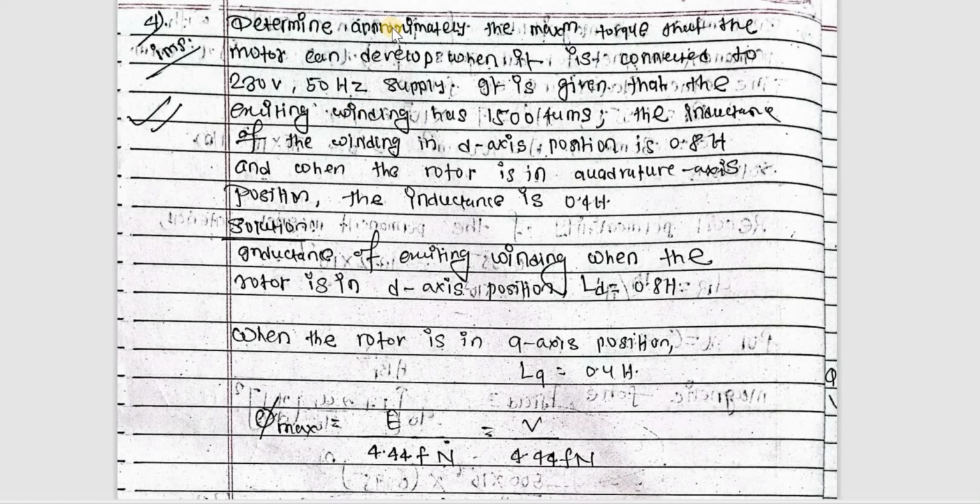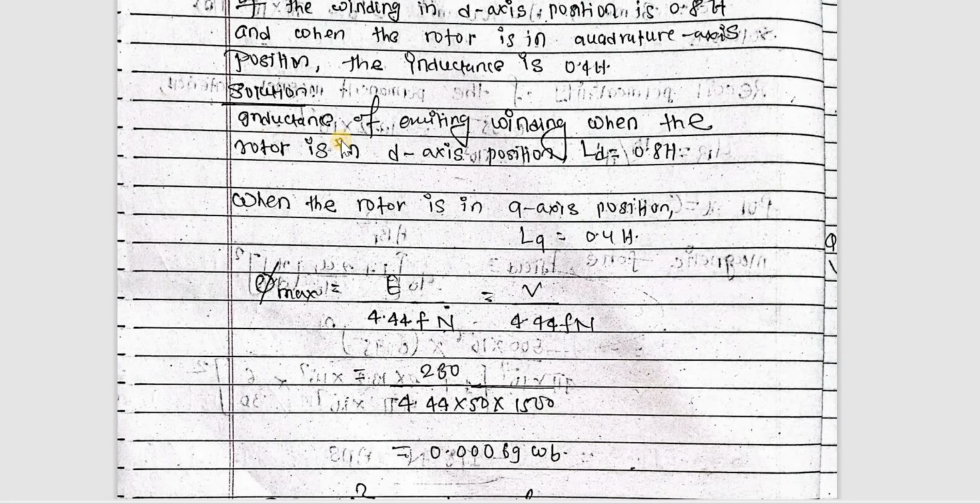Today our numerical problem is: determine approximately the maximum torque that the motor can develop when it is connected to a 230 volt, 50 hertz supply. It is given that the exciting winding has 1500 turns. The inductance of the winding in the D axis position is 0.8, and when the rotor is in the quadrature axis position, the inductance is 0.4.